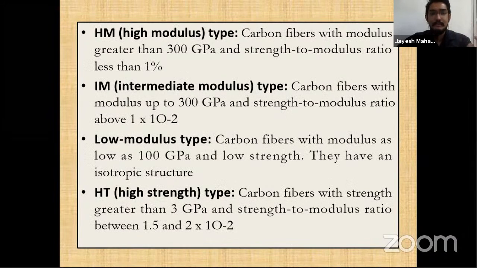Then you can talk about the modulus. There is high modulus, intermediate modulus, low modulus type, and high strength. Carbon fibers with modulus greater than 300 GPa and strength to modulus ratio less than 1% are segregated into the high modulus type. Intermediate modulus has modulus up to 300 GPa and strength to modulus ratio above 1 x 10^-2. Low modulus type means modulus below 100 GPa and low strength. High strength is with strength more than 3 GPa and strength to modulus ratio between 1.5 and 2 x 10^-2.